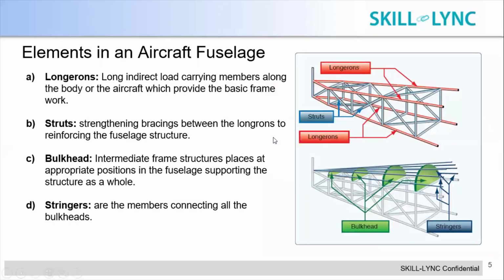right? So breaking down these structures into the built-up elements and the framework of the aircraft, we can see that the aircraft fuselage has four major members which contribute to the structure of the plane, right?